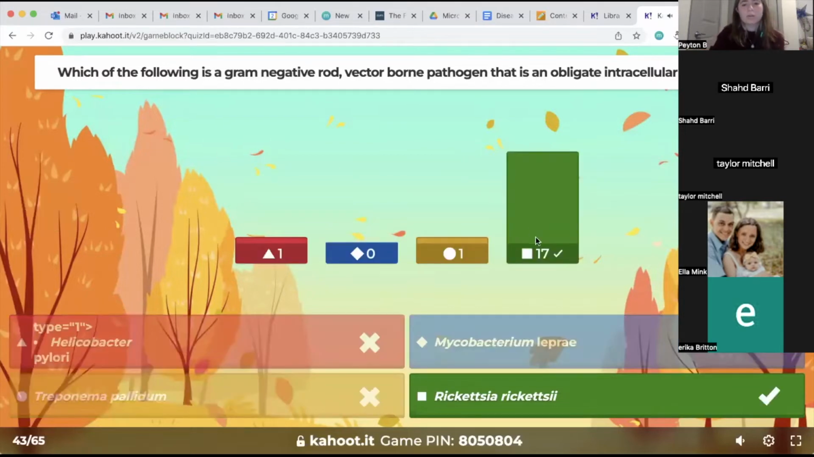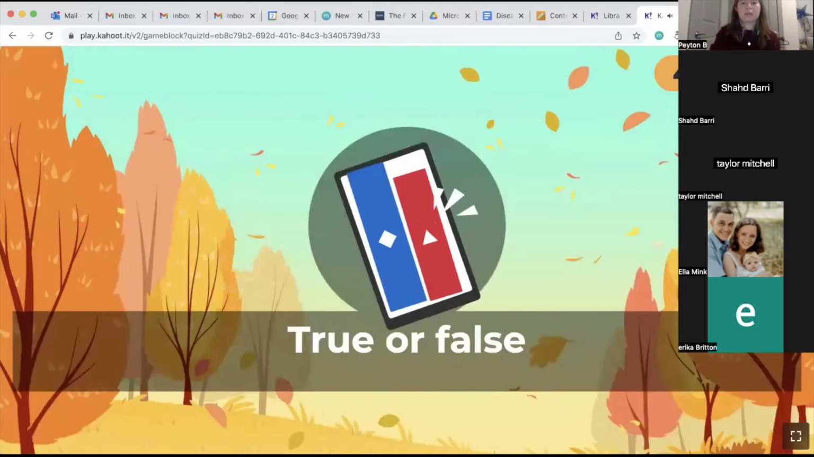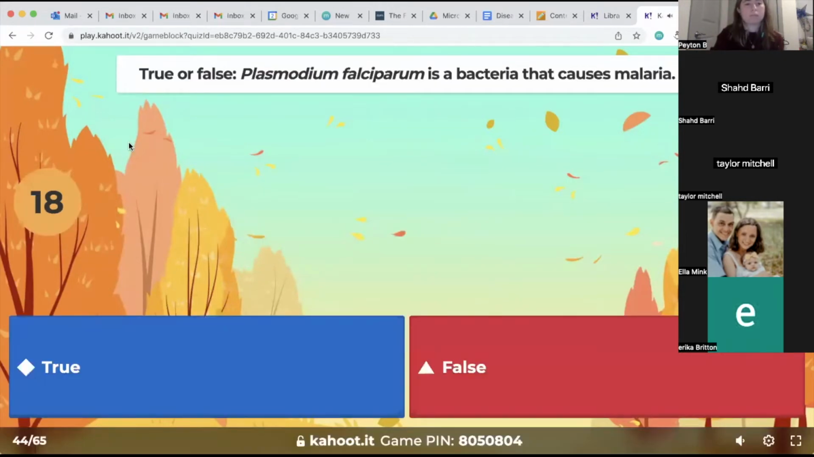Last night, so. All right, Rickettsia rickettsii. Yes, very good job. And Rickettsia is one of the obligate intracellular parasites. I blanked on words. All right, true or false, Plasmodium falciparum is a bacteria that causes malaria.